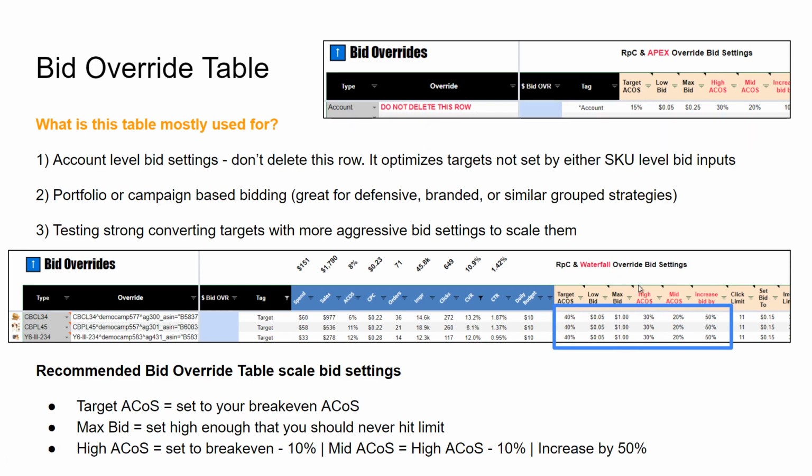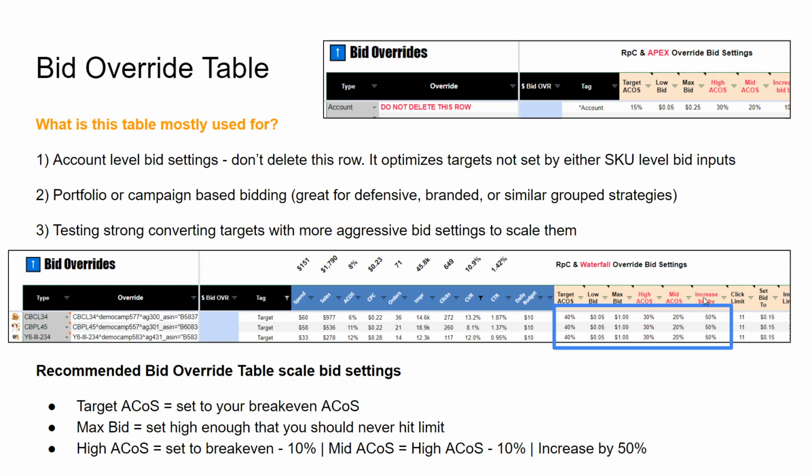Again, target ACoS is a pretty impactful lever to pull, and then the others are going to be these three in red, where your high ACoS, we recommend setting that to break even minus 10, so that's where your 40 minus 10 is. Mid ACoS is going to be just 10% less than that, and then the increase by, we're actually going to increase in this case by 50%. So that's going to say anything that's between 0 ACoS and 20%, we're actually going to allow that to bounce up by 2 times.